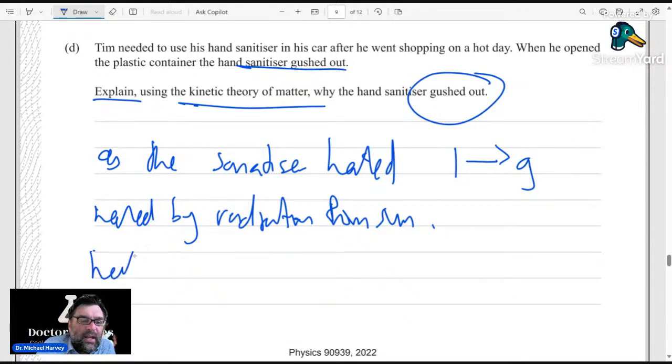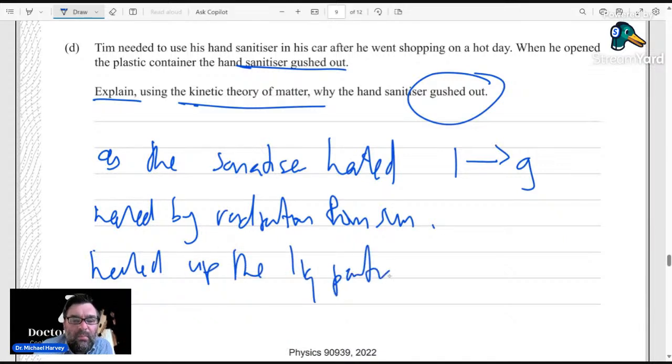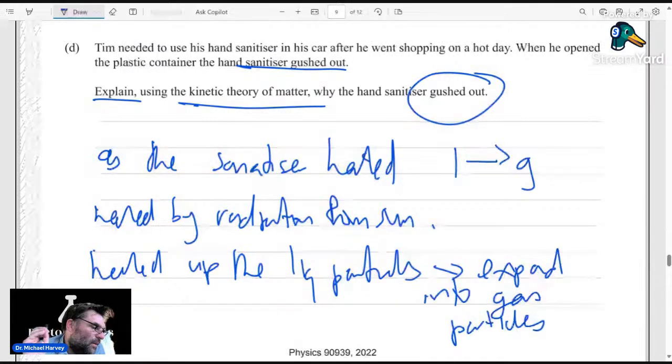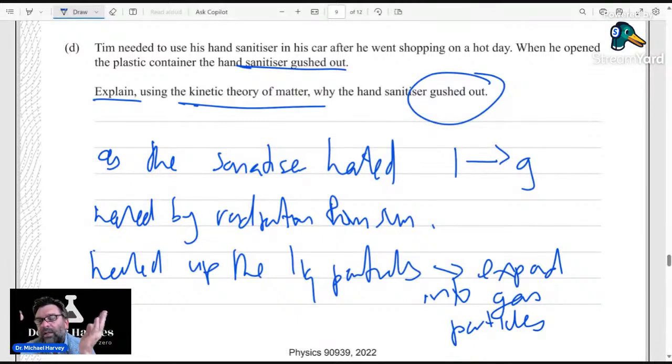This heated up the liquid particles. They expand into gas particles. Okay, and it's those expanding gas particles. As the gas particles expand, when you open up the container, that pressure is going to build up and it's going to explode out. So there we go. That's 2022's paper for level 1 physics describing heat.